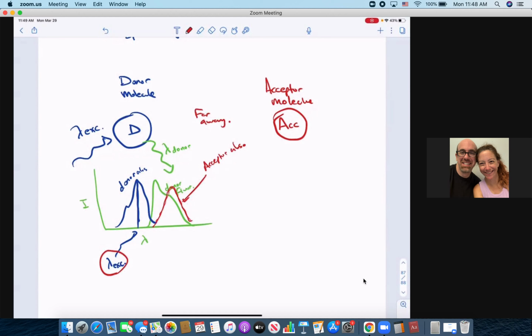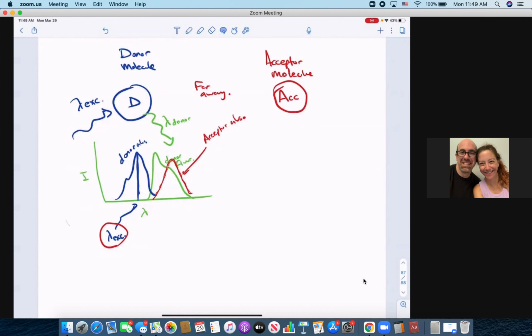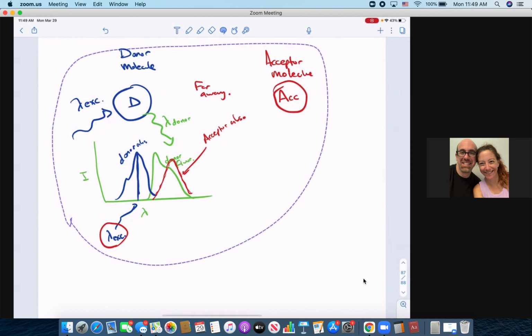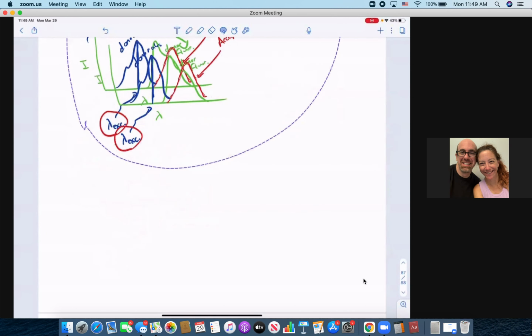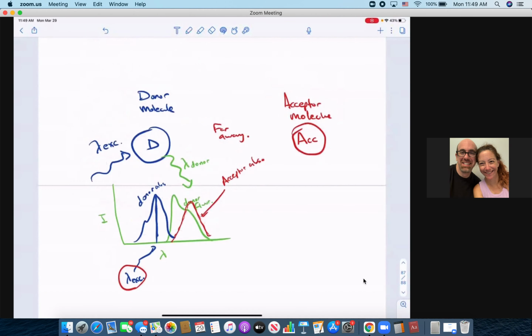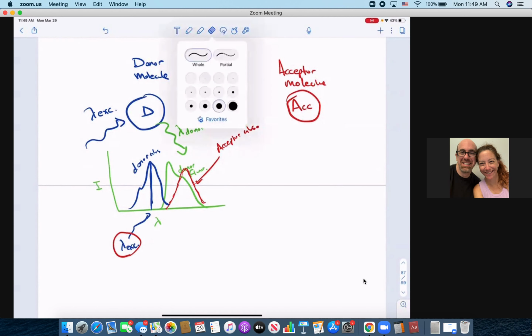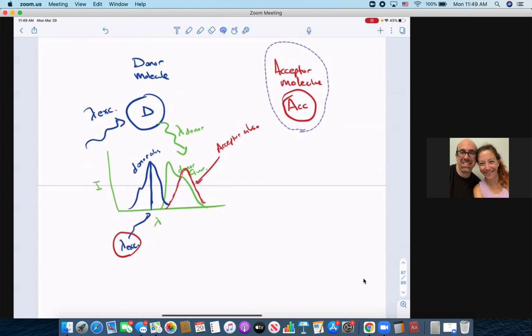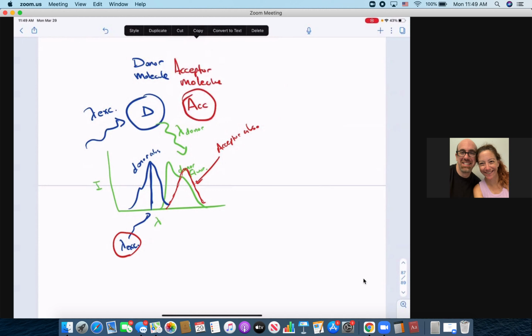So if I was looking at my sample and these two are far away, I would see fluorescence from my donor and no fluorescence from my acceptor. But if I can drag this. Yep, I can. Sweet. Now let's get these two molecules closer together. Now they're close. How close? A few angstroms.